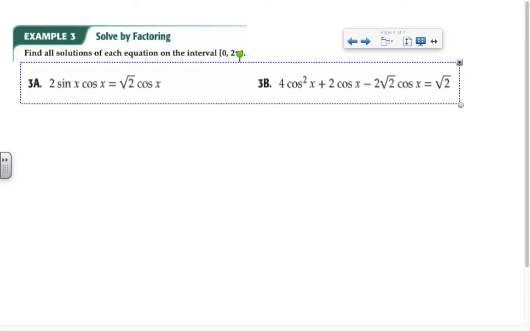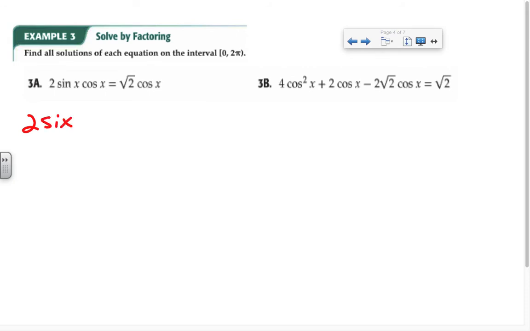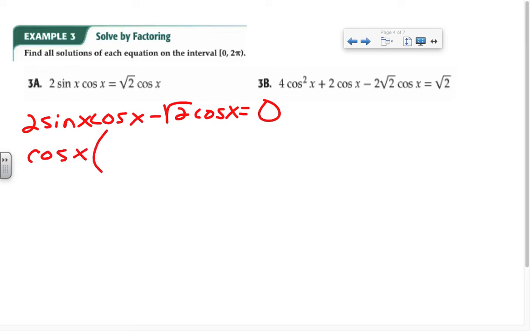Okay, so in this first equation, part A, I'm going to bring everything over to the left-hand side. So I'll have 2 sine x cos x minus radical 2 cos x equals 0. And notice that they have a common factor, so I'm going to factor out the cosine of x. And when I do, I have 2 sine x minus radical 2 equals 0.